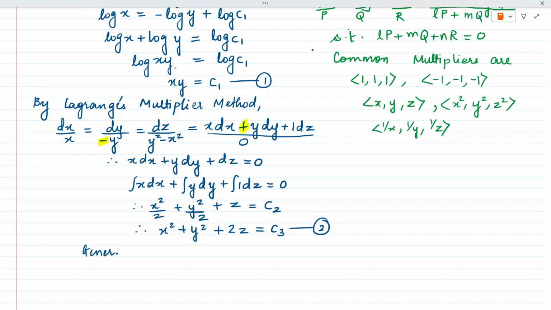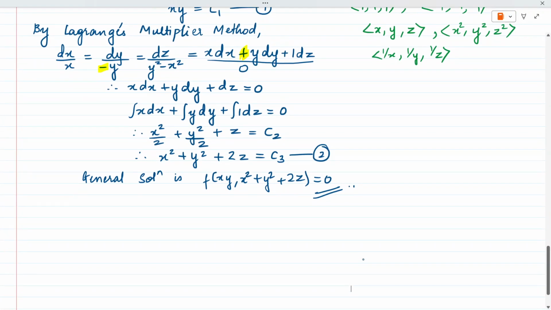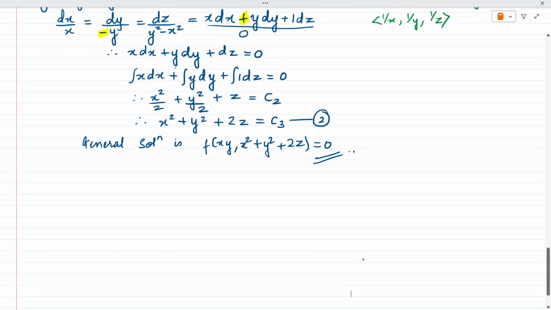We now note down the general solution. So the general solution will be f of (xy, x square plus y square plus 2z) is equal to 0. Okay, so that's your general solution to this particular question. Let's understand the method better with the help of one more example.